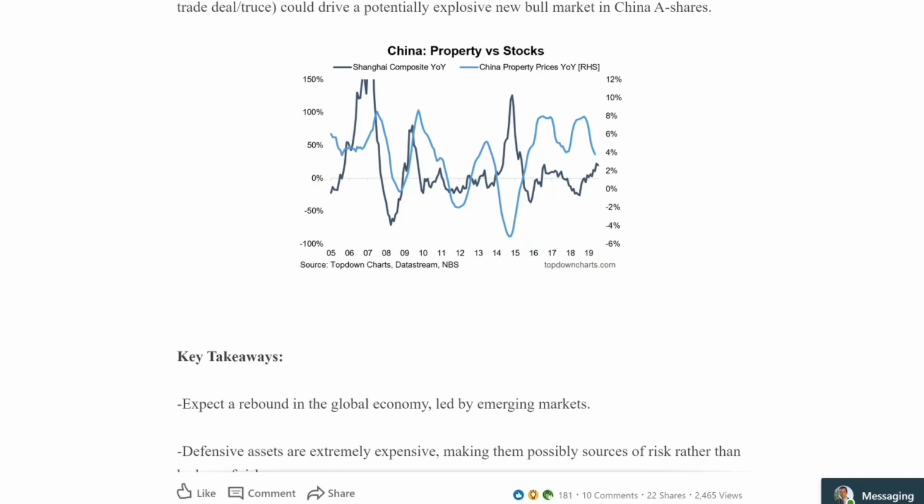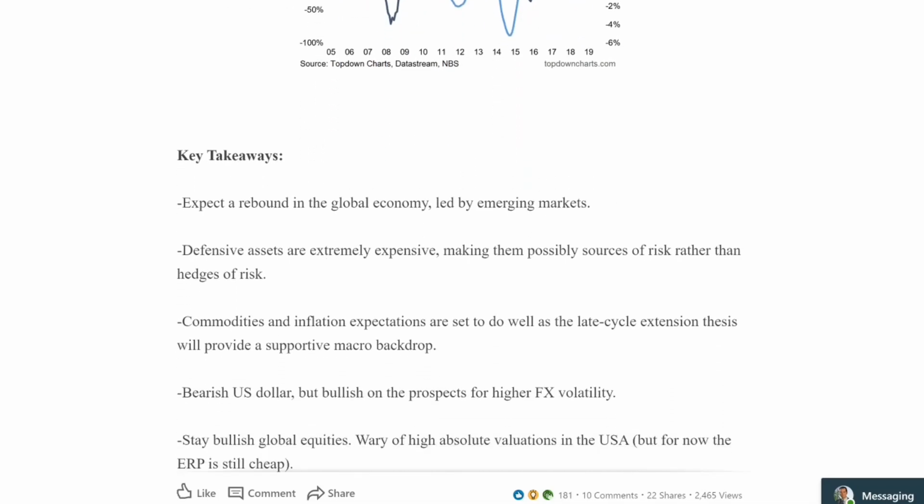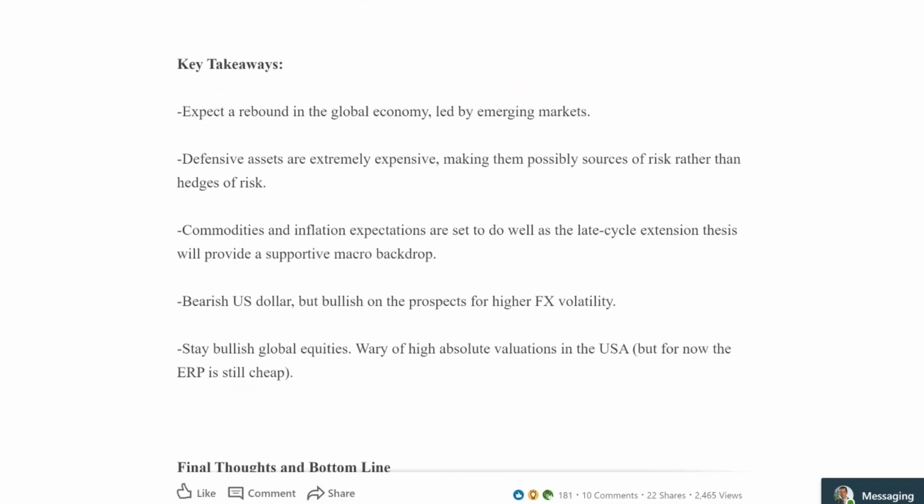But this brings us to the final thoughts and key takeaways. So just a quick run through to summarize. Expect a rebound in the global economy led by emerging markets. Defensive assets are extremely expensive, making them possibly sources of risk rather than hedges of risk.